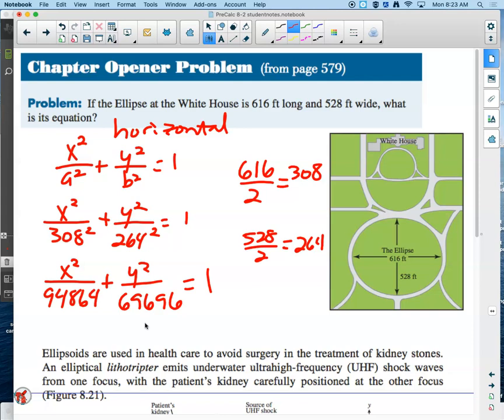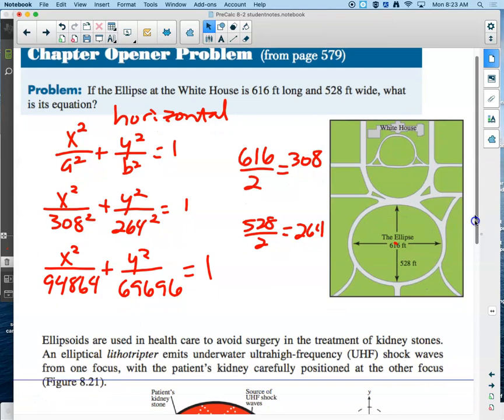So again, we didn't get any kind of direction from them about where the center should be. And when that happens, we definitely want to place it where it would be advantageous to us. And that would be with this center right here at 0, 0. And just dividing by 2 to get our A and our B, our semi-major and semi-minor axis.